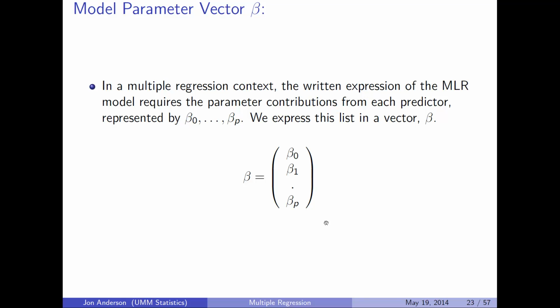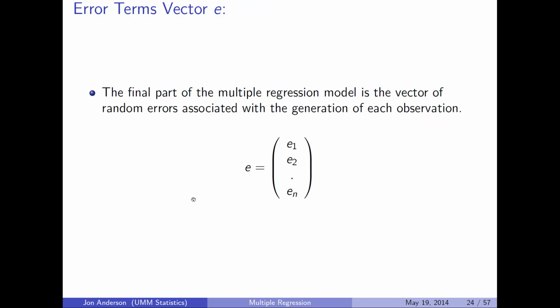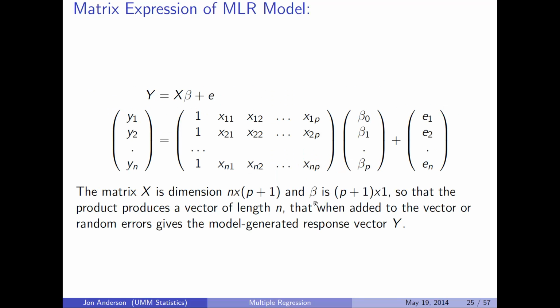We can make a list of our beta parameters from beta naught up to beta p. And we'll collect all of those beta parameters in a list called beta. We can collect all our random errors that generate variation in a vector or a list. The first data observation's random variation is E1, and the last observation, the error that was used to create it, is En. And that means that you can write the multiple regression model like this.